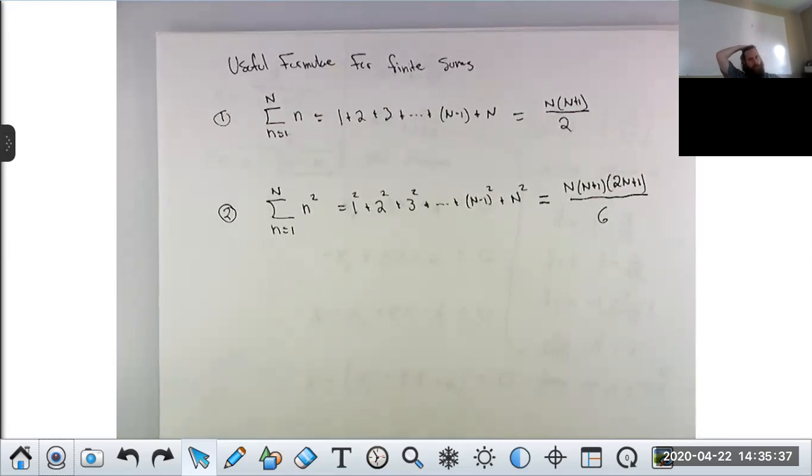I've seen a geometric argument that tries to explain this. There isn't one that I'm particularly fond of, at least not that I know well. But I am aware of one. Oh, not cubes, sum of squares.